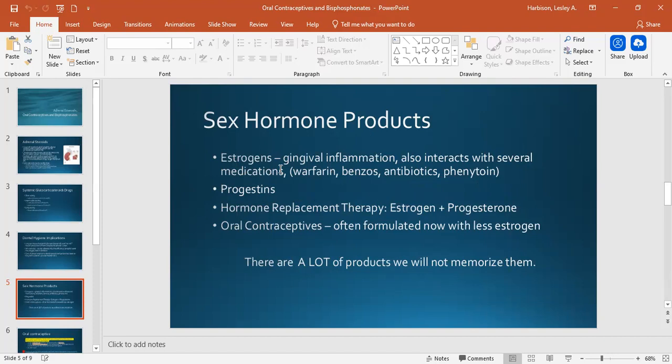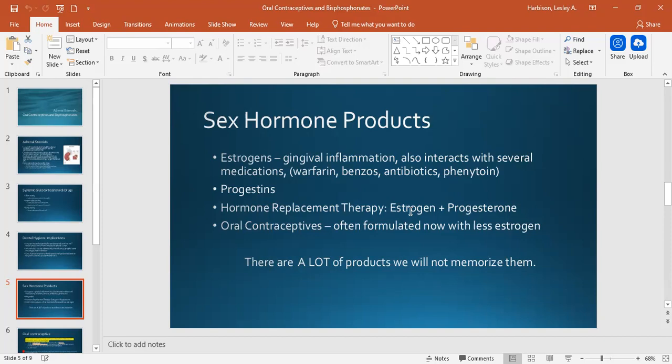Progestins are another sex hormone. We also have hormone replacement therapies, which are generally speaking estrogen plus progesterone. Oral contraceptives are also sex hormone products, and they're often now formulated with much less estrogen. So we don't oftentimes see the gingival reactions that we maybe would have at one time.